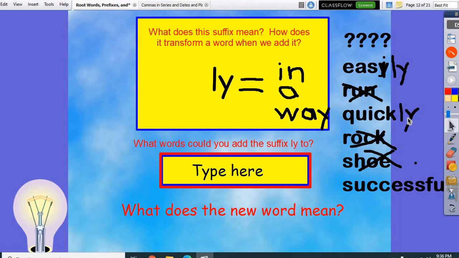And I told you that when you stick LY, it means in a way. So if we make the word easily, that means we're doing something easy, or that's the way we're doing it. We're doing it easy. Like what is something you would do easily? Would you rock a baby easily? Definitely, yes. You wouldn't want to rock a baby too hard. That might hurt the baby, so you do it really easily.